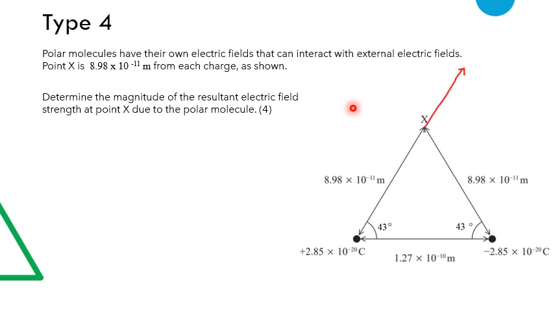Here you can see the direction of the electric field at X due to the positive charge, which is radially outwards, and the direction of the electric field due to the negative point charge, which is radially inward. Since they are acting in different directions, we have to split both vectors into their rectangular components, and then we have to solve to get the resultant electric field.